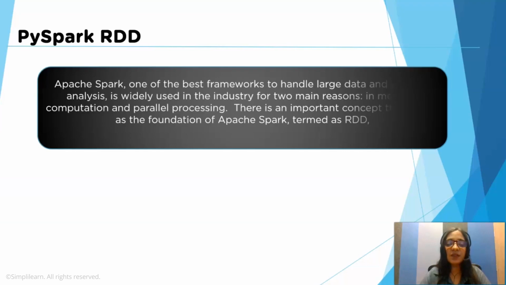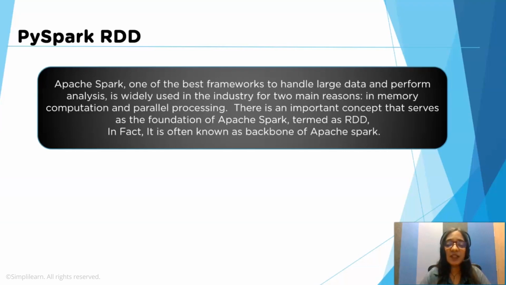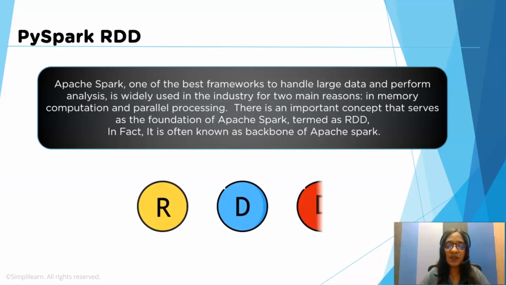Apache Spark is one of the best frameworks to handle large data and perform analysis. It is widely used in industry for two main reasons: in-memory computation and parallel processing. There is an important concept that serves as the foundation of Apache Spark, termed RDD. In fact, it is often known as the backbone of Apache Spark. So with these interesting facts, let's move forward to know more about PySpark RDD.